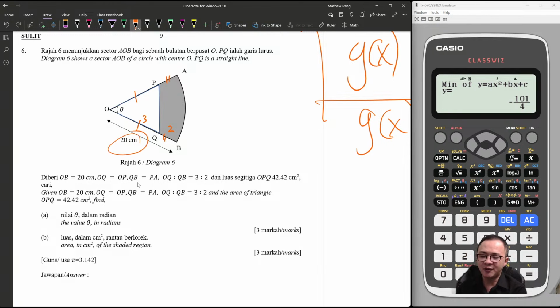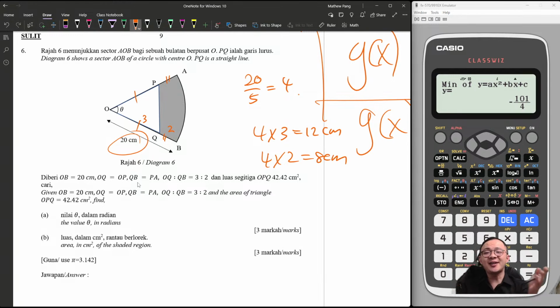So the 20, I will divide them into 5 ratio. So each ratio is represented by 4. So 3 ratio, 4 multiplied by 3 is 12 centimeter. And then 2 ratio, 4 multiplied by 2 is 8 centimeter. So the 20 centimeter, I will just change them into 12 and 8. So this one will be 12 cm, this one will be 8 centimeter. Then we have an area.